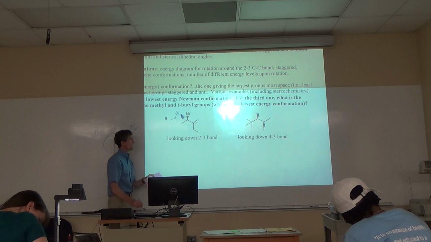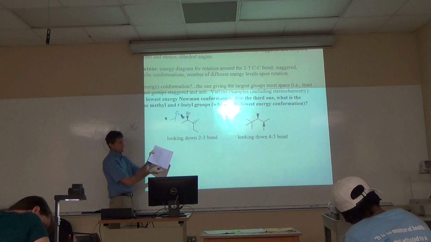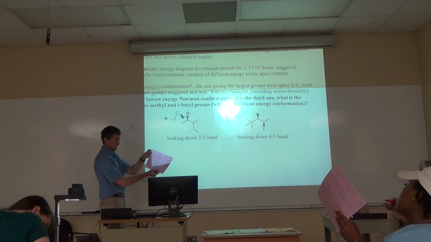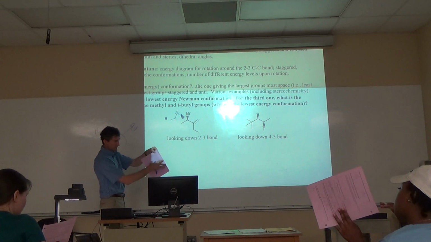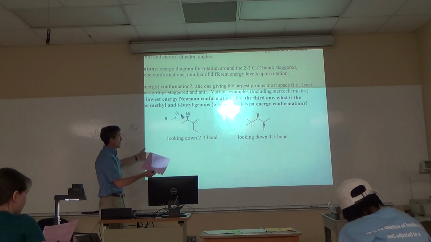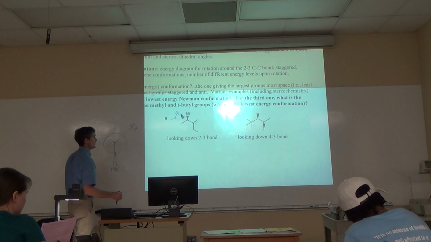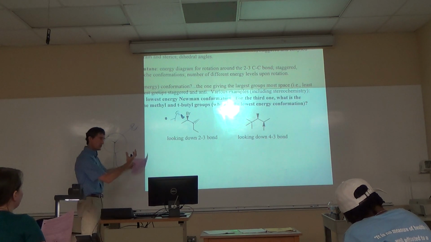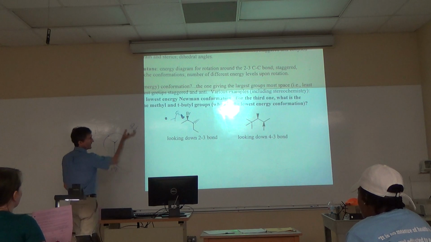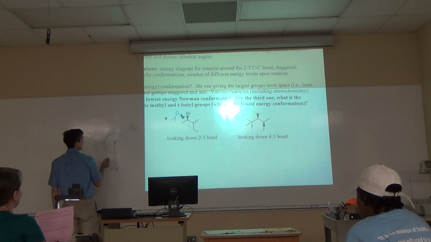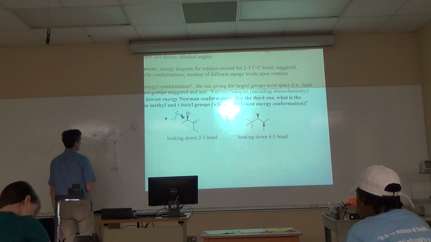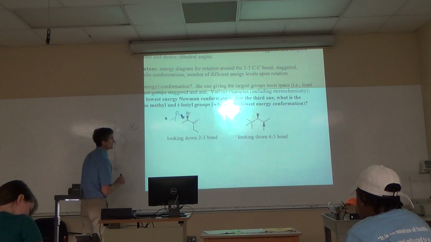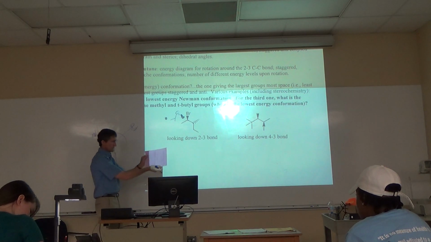What's on carbon 3 going back behind the paper? I see a dash. Dash means it's going behind the paper. This is the front of the paper. What's going back on carbon 3? I'm looking at it going back to my left. It's also going up a little bit. That's a methyl. It's actually eclipsed with the H.